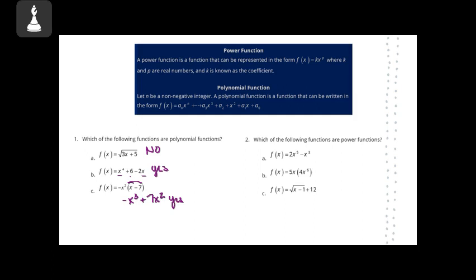In 2, they want us to identify which ones are power functions. So if there's more than one term, automatically not a power function. So looking at A, I have 2 terms. No. 2 terms separated by an addition or subtraction sign, I should say. Because in B, these 2 terms are being multiplied, which simplifies to 20x to the 7th, a single term, which is now a power function. C has a square root, so no, those are not polynomials or power functions.